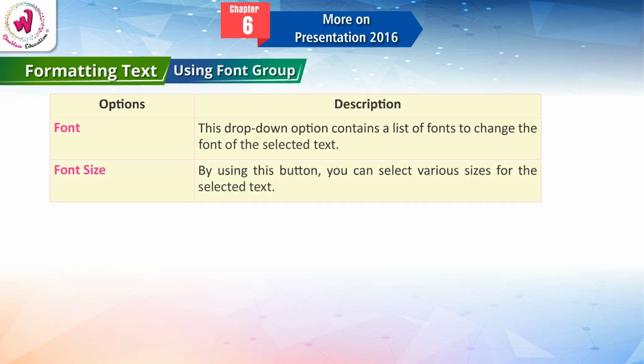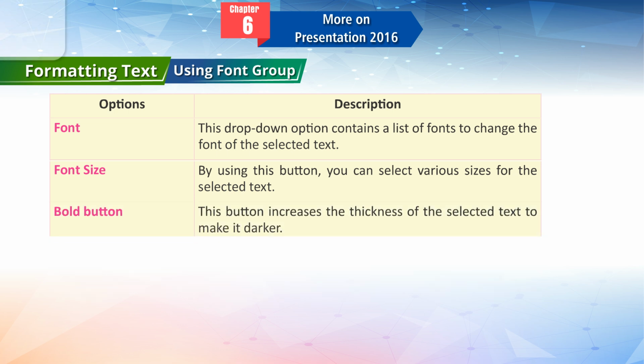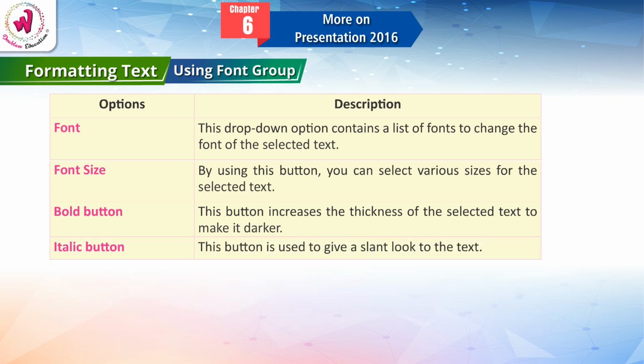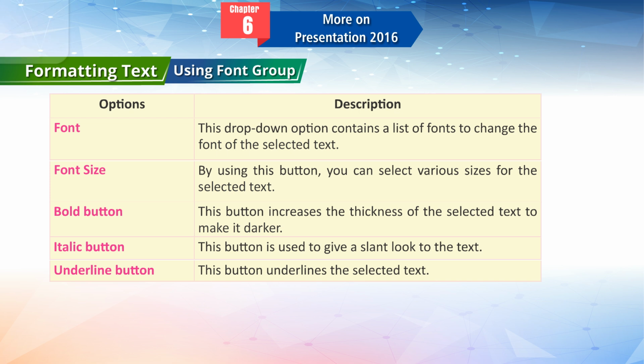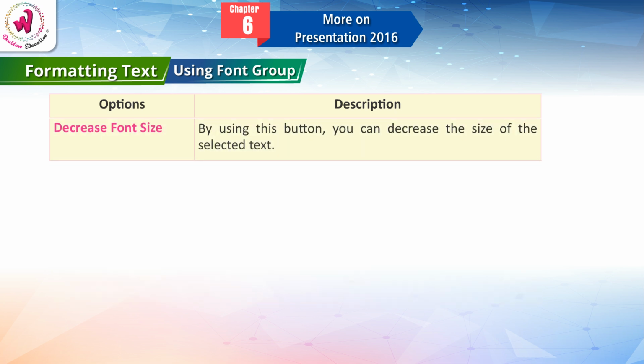Font size. By using this button, you can select various sizes for the selected text. Bold button. This button increases the thickness of the selected text to make it darker. Italic button. This button is used to give a slant look to the text. Underline button. This button underlines the selected text. Increase font size. This button is used to enlarge the selected text. Decrease font size. By using this button, you can decrease the size of the selected text.